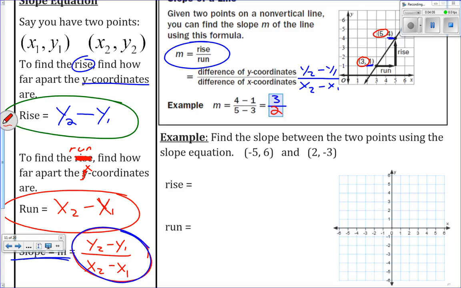I can do that in any direction that I want to. I could do 5 minus 3. Oops, nope, sorry.